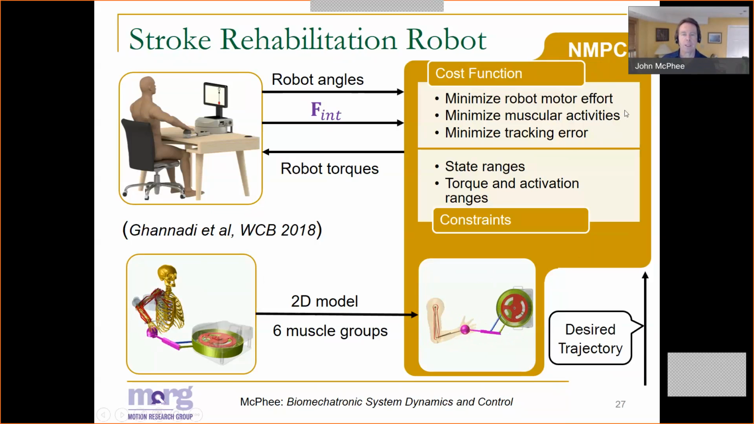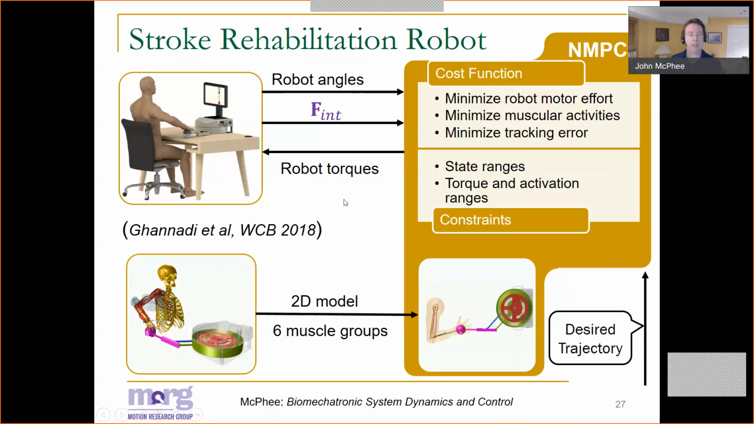In terms of the cost function that we're optimizing within the NMPC algorithm, we have 3 different terms, and we can weight them all differently. We could minimize the robot effort, or we could minimize the human effort, which doesn't always lead to the fastest motor recovery. Or we could minimize the tracking error from the desired path that the therapist wants the patient to follow. NMPC is very powerful in the sense that while minimizing some cost function, it can also satisfy constraints on ranges of the states, for example, ranges of the robot torque, and even ranges on the muscle activations, which should be between 0 and 1.